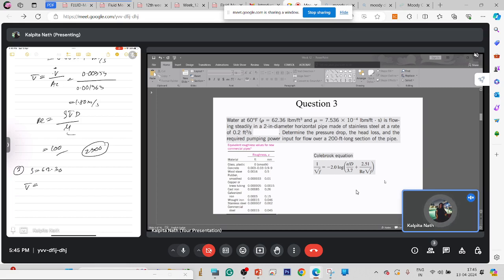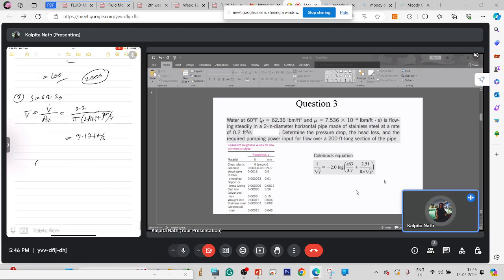So for the average velocity, the volumetric flow rate is given, so V dot is equal to 0.2 feet cube per second divided by pi into (2 upon 12 feet) squared upon 4. So this comes out to 9.17 feet per second. Reynolds number is equal to density times velocity times d by mu. So this will come out to be 126400. This is turbulent, as it is far greater than 4000.